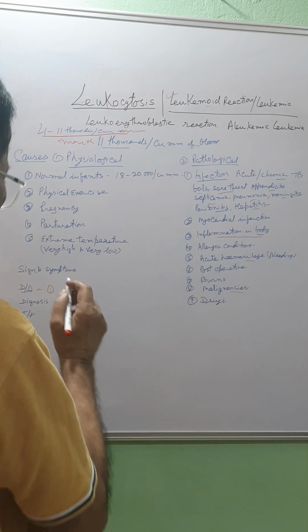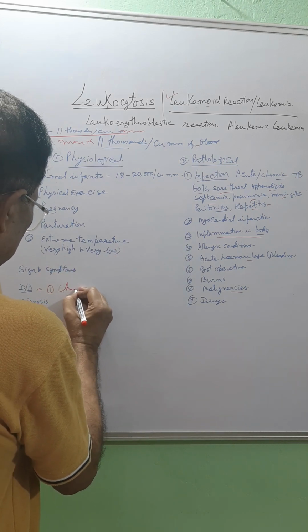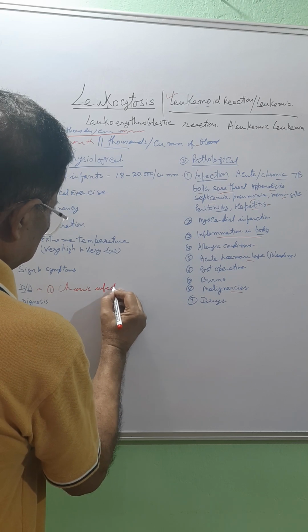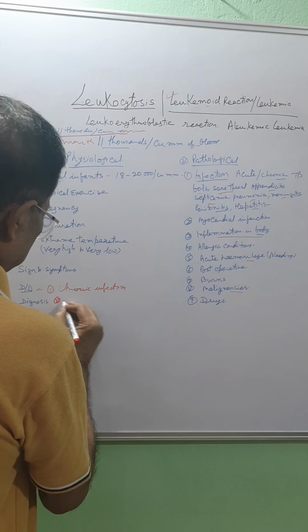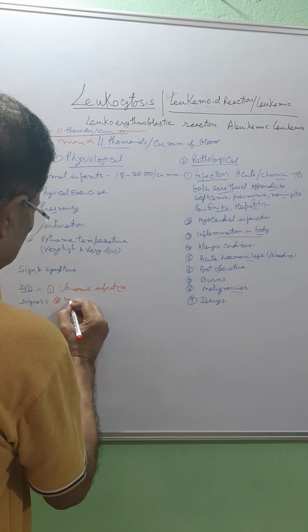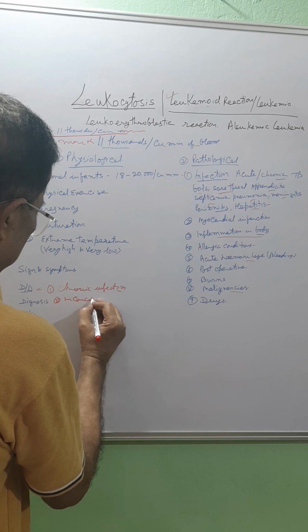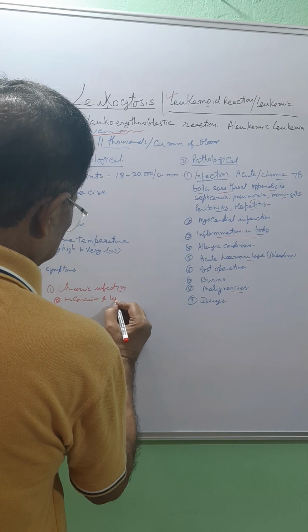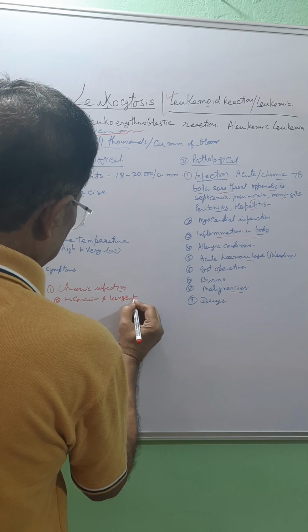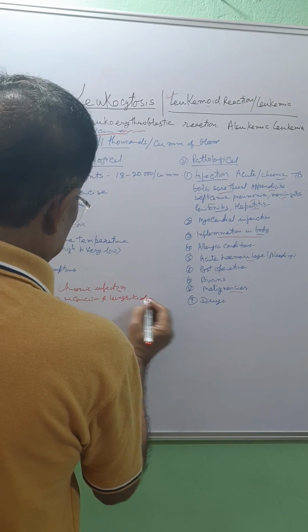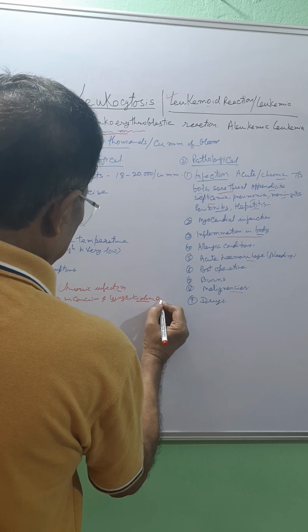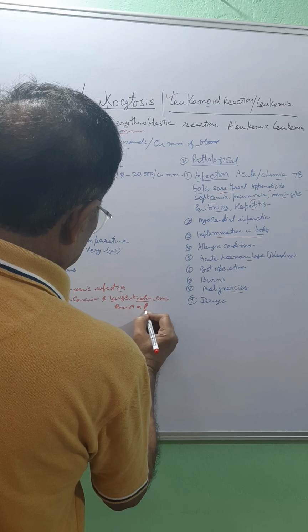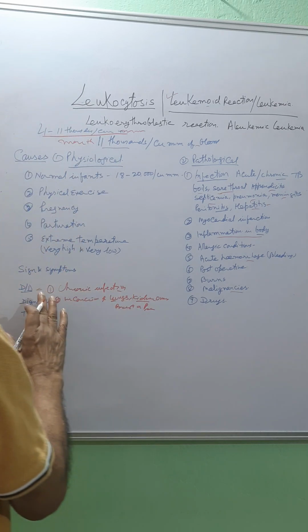Leukemoid reaction is seen in chronic infection. Number 2, in carcinoma of lung, kidney, ovary, breast or prostate, the count is raised.